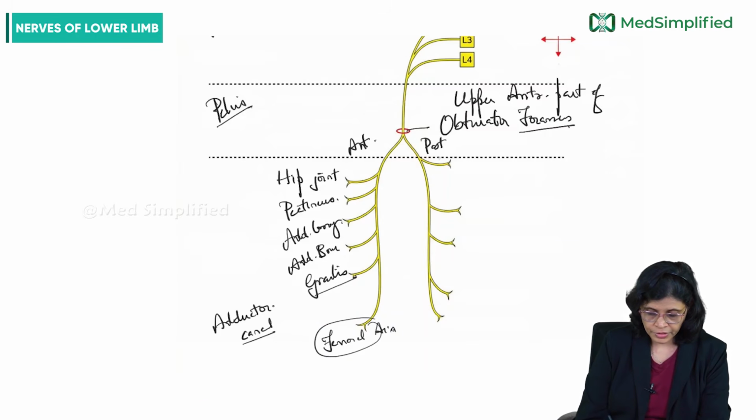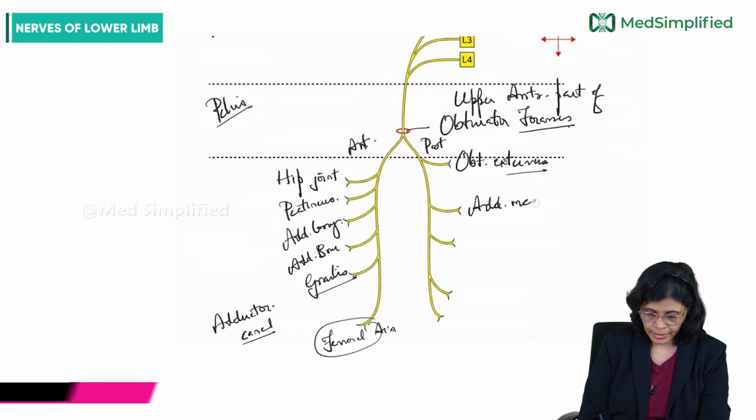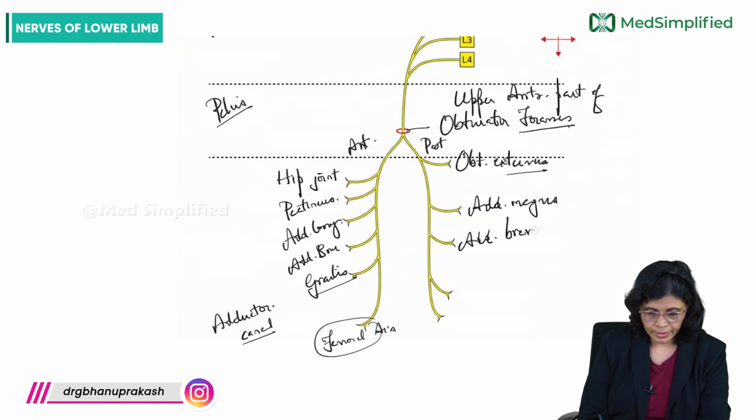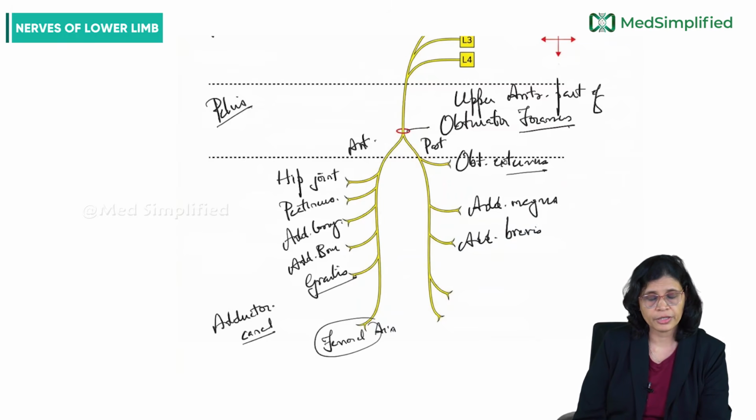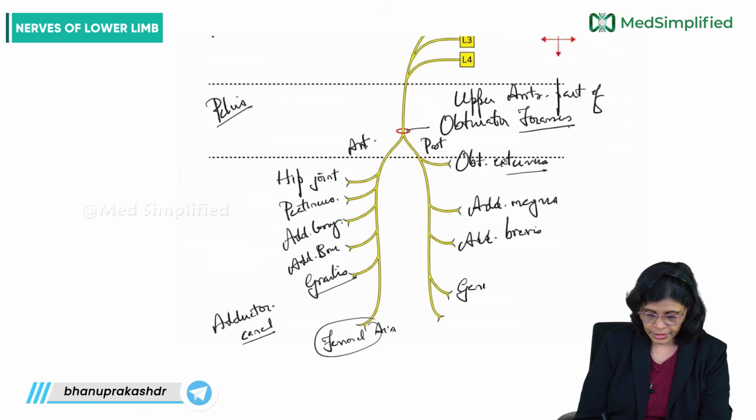The posterior division will enter the thigh by piercing the anterior part of obturator externus, which it supplies. And then it descends behind the adductor brevis and in front of adductor magnus. It will supply the adductor magnus as well as the adductor brevis. In its terminal part, it forms an articular branch which we call the genicular branch. The genicular branch is basically for the knee joint.